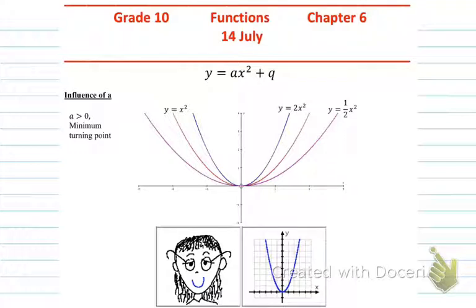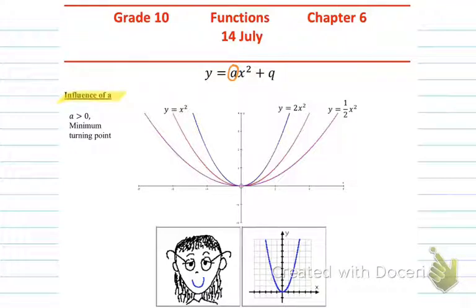So the general equation for a parabola or quadratic function is y is equal to ax squared plus q. And today we're going to talk about the influence of a, the coefficient of x squared.